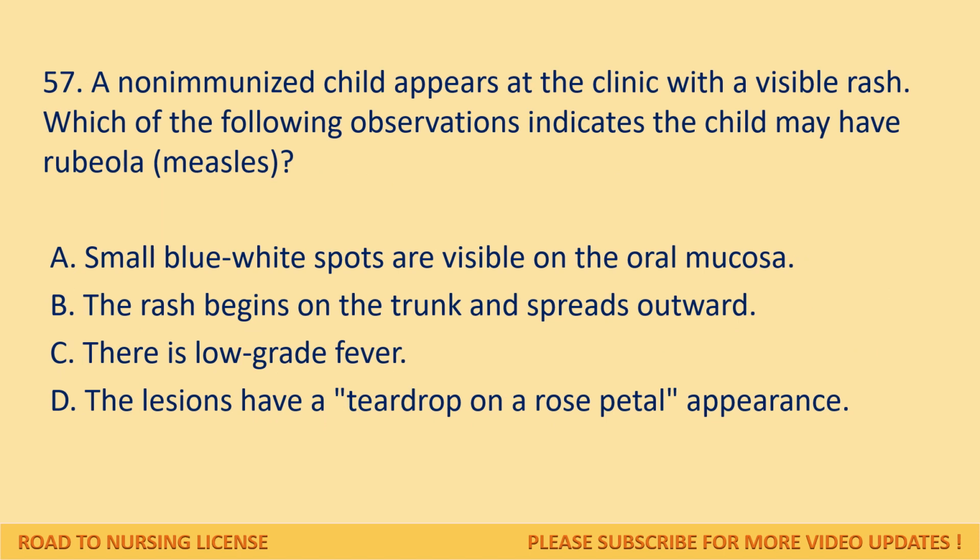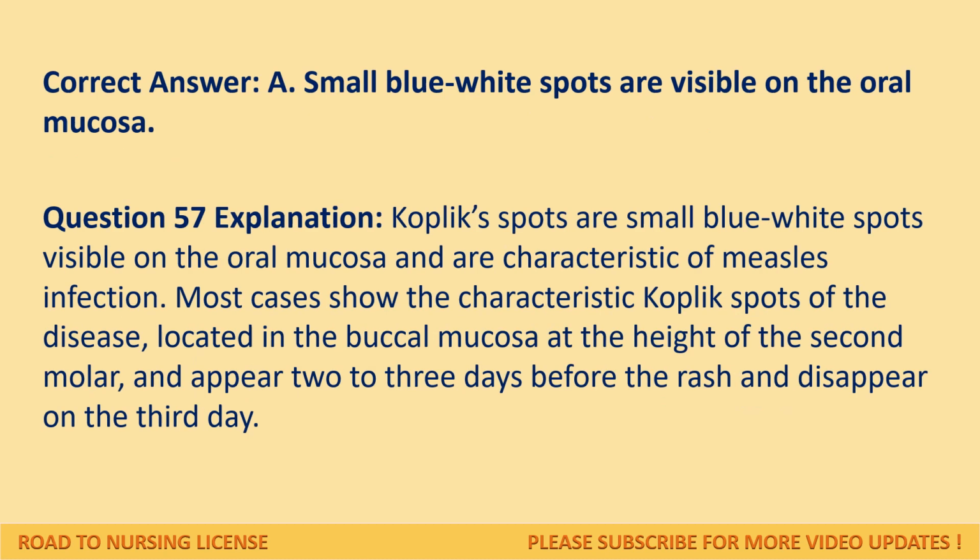Question 57. A non-immunized child appears at the clinic with a visible rash. Which of the following observations indicates the child may have rubeola, measles? A. Small blue-white spots are visible on the oral mucosa. B. The rash begins on the trunk and spreads outward. C. There is a low-grade fever. D. The lesions have a teardrop on a rose petal appearance. Correct answer, A. Small blue-white spots are visible on the oral mucosa.